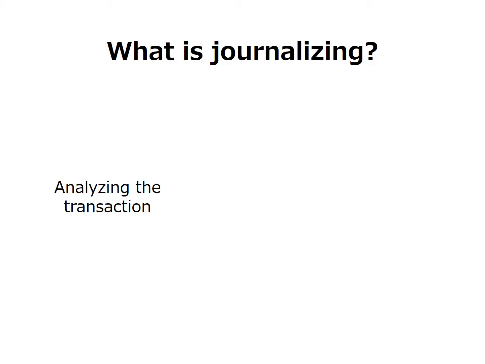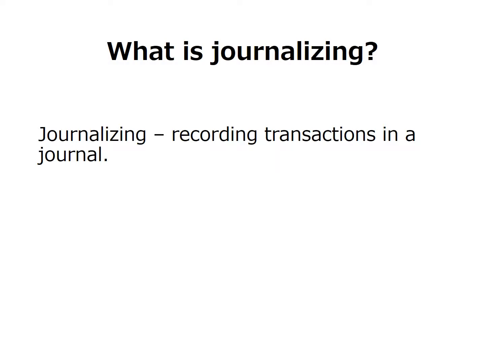After analyzing the transaction, we can now perform the next step, which is journalizing. What is journalizing? Journalizing is recording transactions in a journal. Yes, simple as that. This is where the recording part starts. However, we are not going to record the transaction like any other records. We are going to use a record book used in accounting. That book is called a journal.